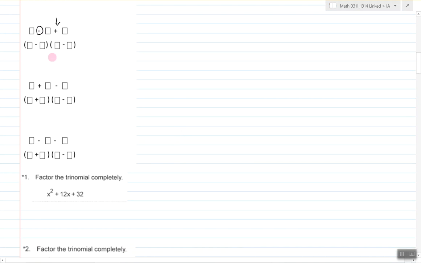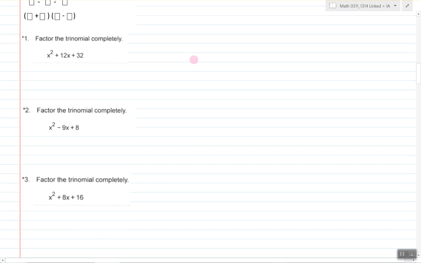If instead the last sign is negative, you always get 1 plus and 1 minus in the factors. 1 plus and 1 minus. Now, how they line up with the numbers depends on the middle term. And we'll talk more about that as we look at some examples.